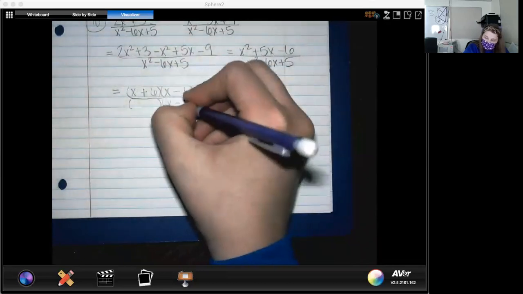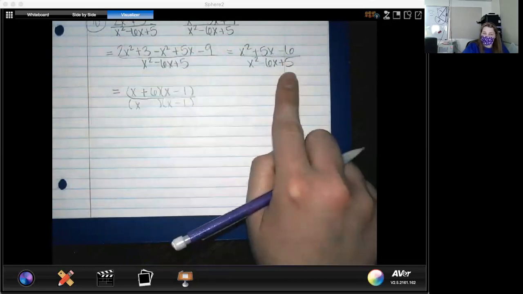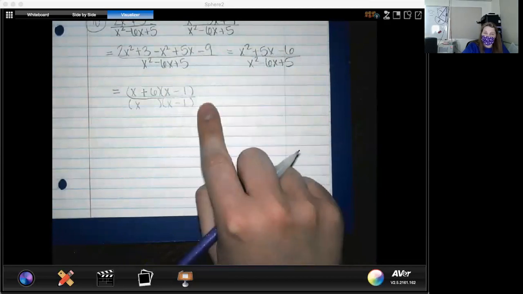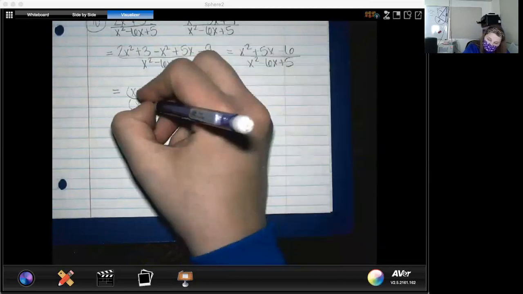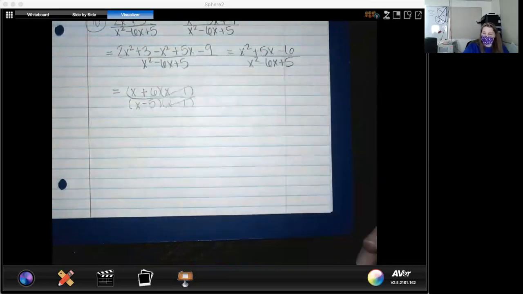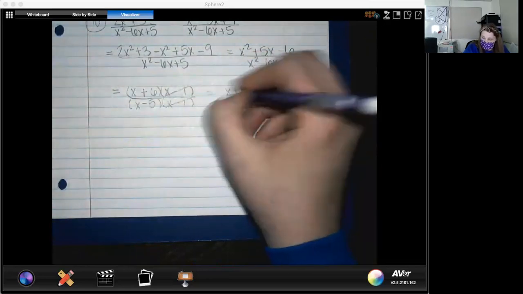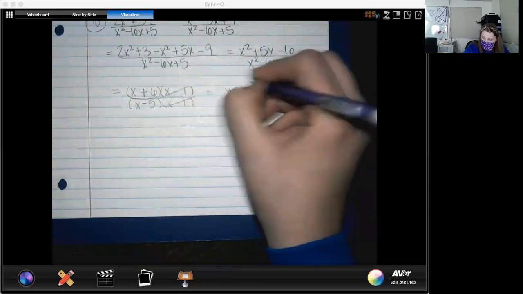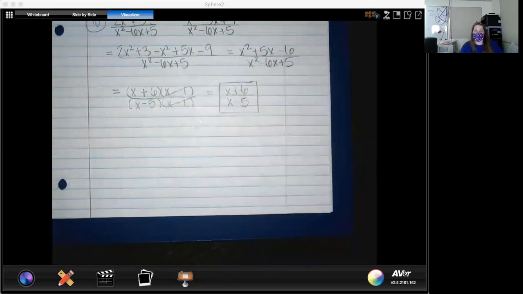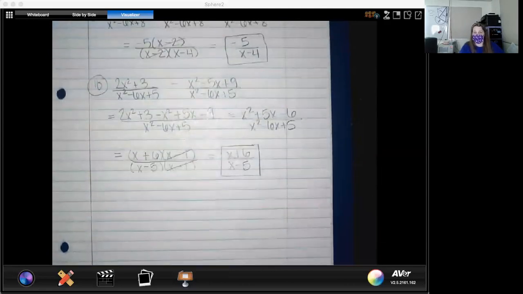So we're going to go off the assumption that x minus 1 is part of it. And if we're multiplying to a positive and we already have one negative, that means they both have to be negative. And so x minus 1 simplifies on top and bottom, and we are left with x plus 6 divided by x minus 5. Anyone have any questions or concerns regarding that one?